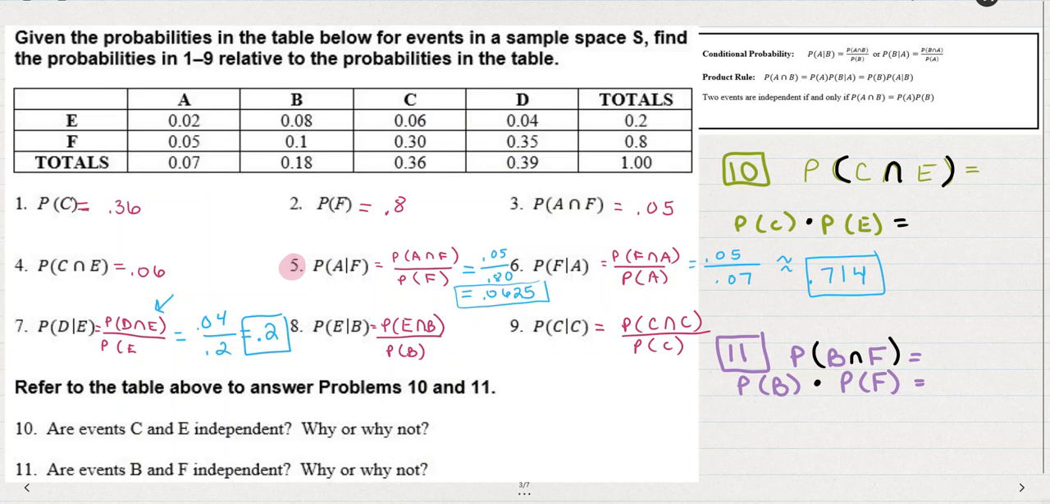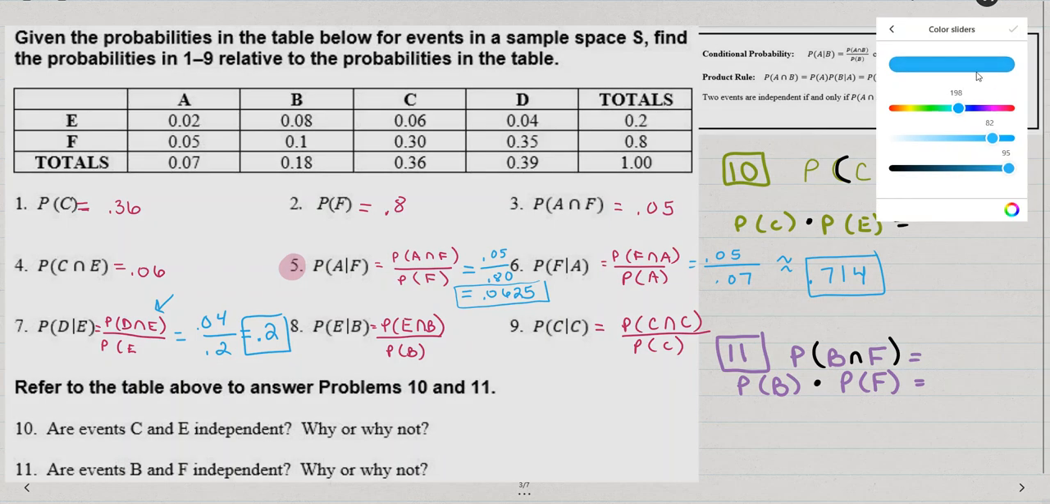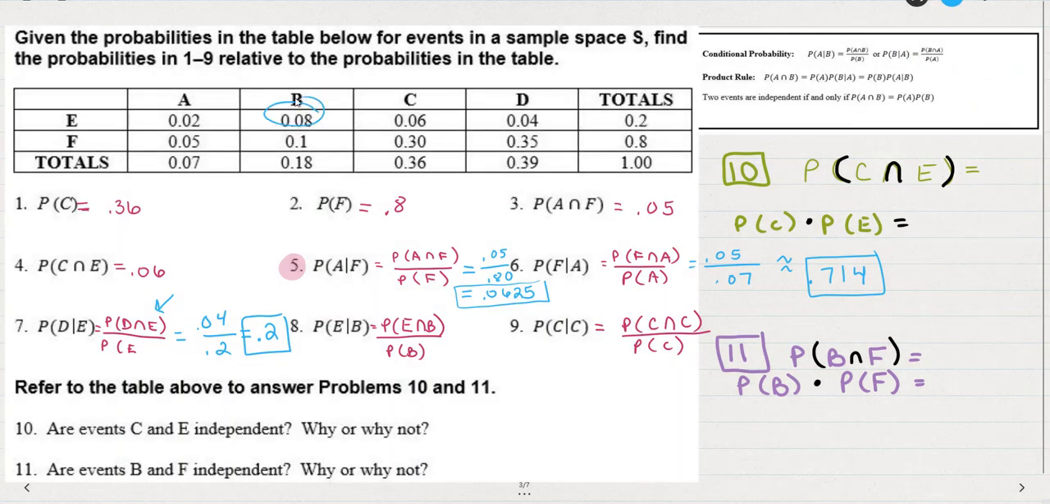And then number 8, the probability of E, given that B has already occurred, probability of E and B both occurring is 8/100ths. And the probability of B occurring is 18/100ths. And when we divide those, we get approximately 44.4%, 0.444.